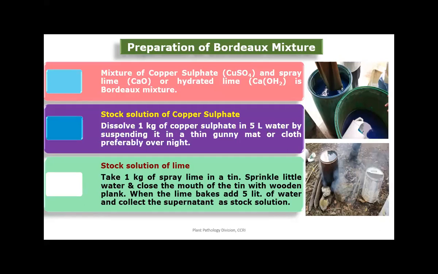And then the next stock solution is lime. Take 1 kg of spray lime in a tin, sprinkle a little water, and close the mouth of the tin with wooden planks. Then when the lime bakes, add 5 liters of water and collect the supernatant as stock solution. So the copper sulfate stock solution and the lime stock solution have to be prepared separately.